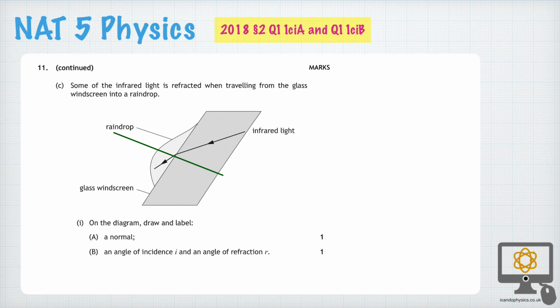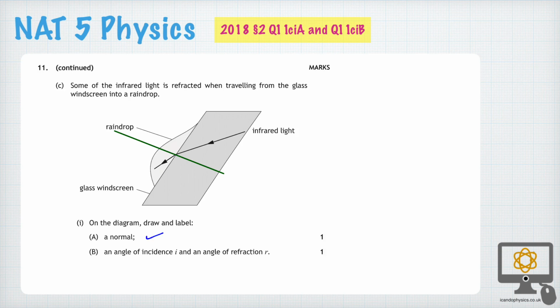I can move it just to the right place, and now I can identify that roughly the angle here is 90 degrees, and so that means my normal is in the right place. So that's the first thing, that's part A.